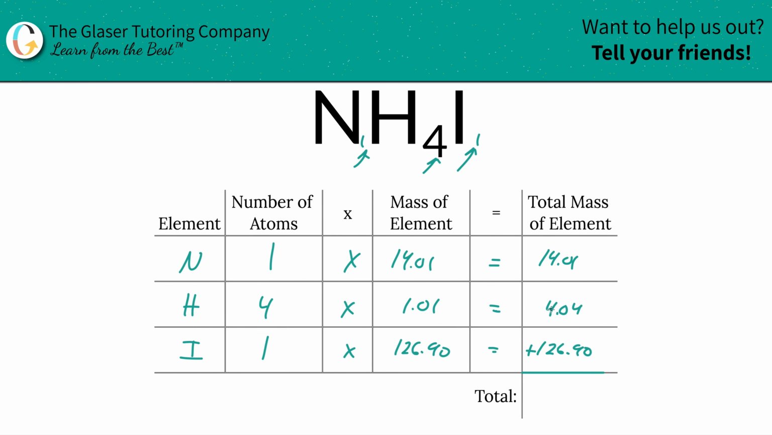Then, to find the total mass of the compound, which is really what we want, add this column up. The total mass is going to be 144.95. And there you have it. That was the first step of the process, finding the total mass.